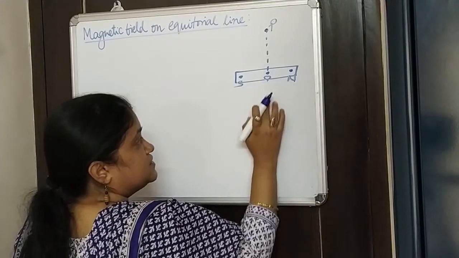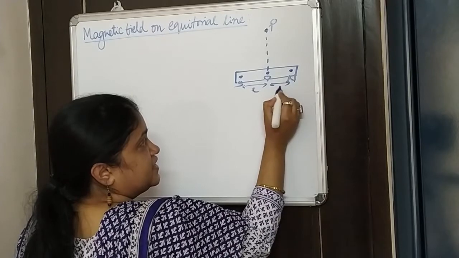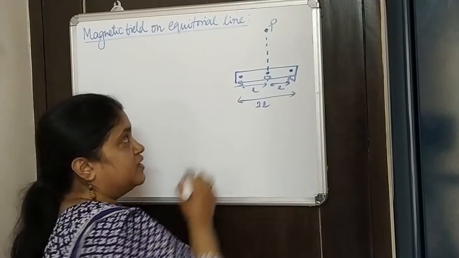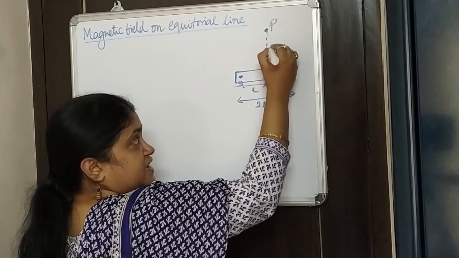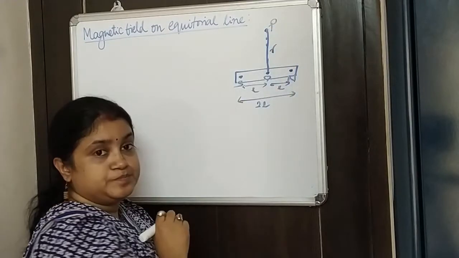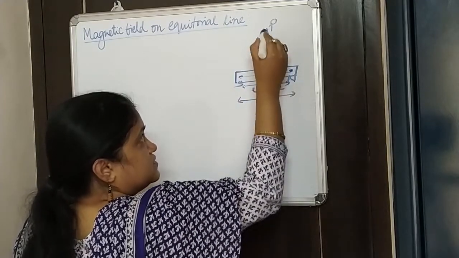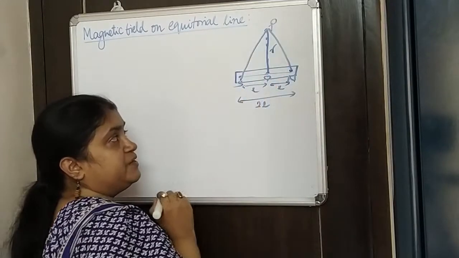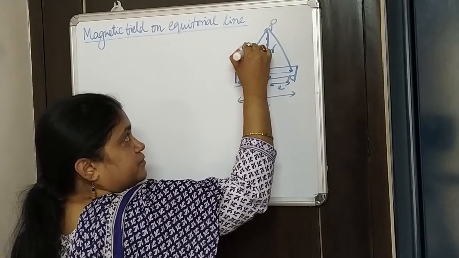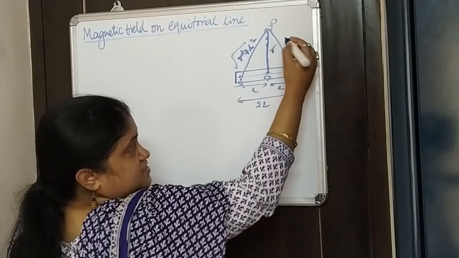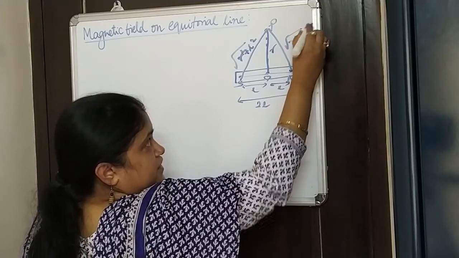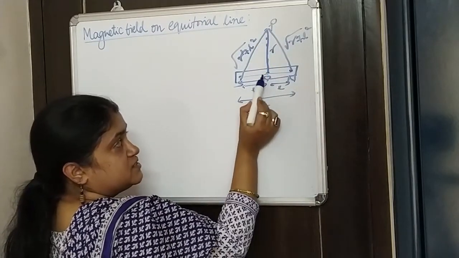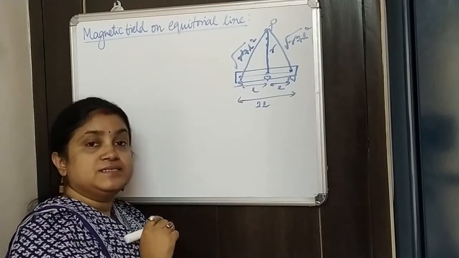So suppose this distance is L and this distance is again L from the center point. So the distance between two poles is 2L. This particular point P is at distance R from the center, right? So we just join the points P and S and P and N. Therefore, this distance S to P will become root over R square plus L square. Same way, this distance also will be root over R square plus L square, right? So this is L, this is R, so this is root over R square plus L square. This is L, this is R, so this is root over R square plus L square.